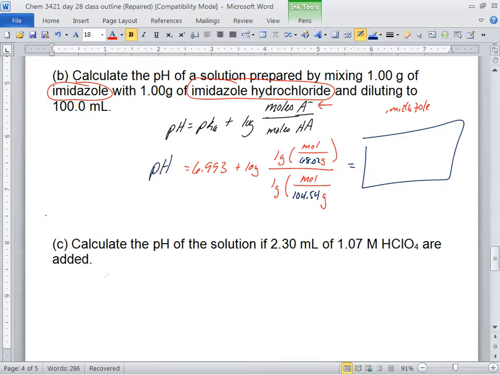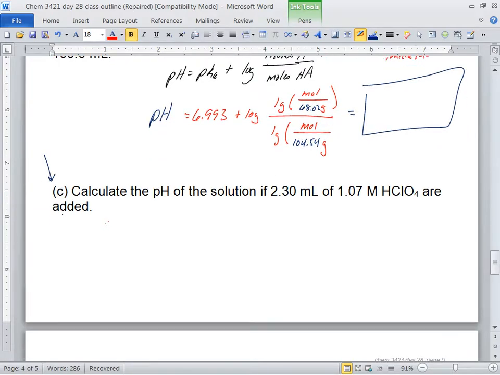Let's just talk about this last one before we let you go. Calculate the pH of that solution if 2.3 mL of 1.07 molar HClO4 are added. Okay. There's an easy way and a hard way. I think the easy way is to forget the whole mole table thing and just jump right into our Henderson-Hasselbalch equation.